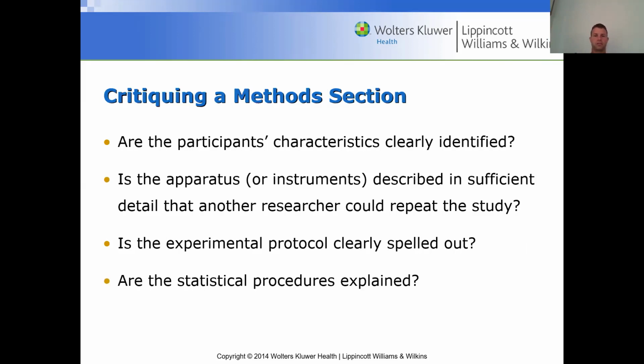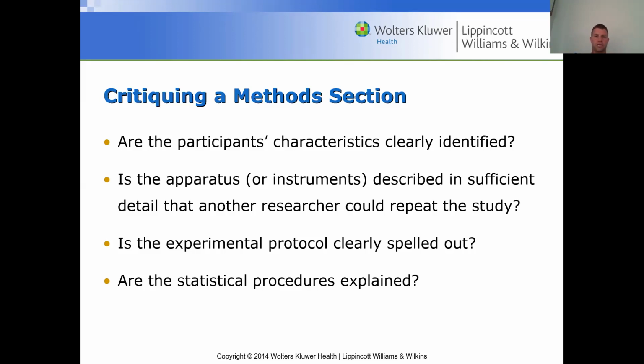All right. The method section, are the participants' characteristics clearly identified? They were guys. They were girls. All right. Were they kids? Don't know. Did they have any diseases? Don't know. What's their race? Their age range, their fitness levels, their current nutritional state. I don't know. Right? That's not what we want. We want as much information as possible.